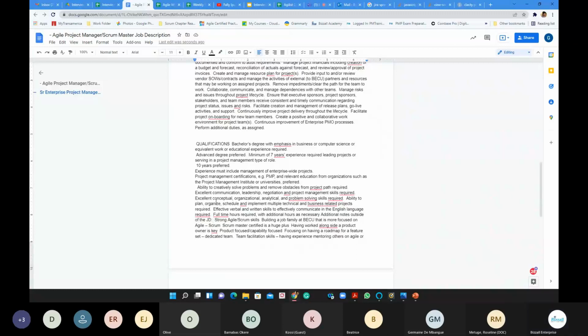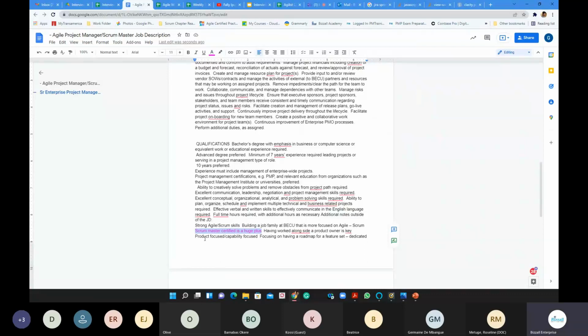Addition note, outside the job description: strong Agile Scrum Master skill. You see, these days, everybody has to have this skill. Strong Agile Scrum Master skill, building a job family, blah, blah, blah. This is the company. Scrum of Scrums, what are they saying here? Scrum Master certified is a huge plus. Do you see this? You see that small certification that you are taking? It's a huge plus. Having worked alongside a product owner is key.